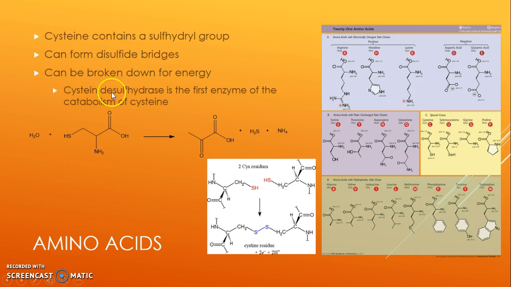So cysteine desulfhydrase is an enzyme that can break cysteine down for energy. All right, cysteine desulfhydrase is the first enzyme of the breakdown of cysteine. This is the reaction that occurs right here with cysteine desulfhydrase. It's H2O plus a cysteine yields pyruvate right here, H2S, which is a lot like water, just with sulfur instead, and ammonia, so it takes off that NH2 as well.